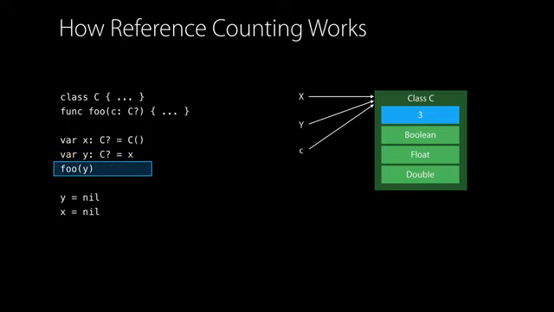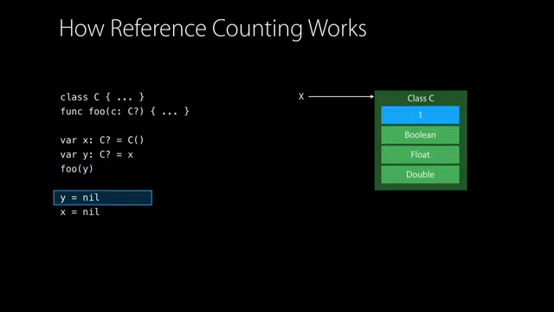Then we pass off y to foo, but we don't actually pass off y itself. Instead, we create a temporary c, which we assign y to. This then acts as a third reference to the class instance, which causes us to increment the reference count of the class instance once more. Then, when foo exits, c is destroyed, which causes us to decrement the reference count of the class instance, bringing us to a reference count of 2. And then finally, we assign nil to y and nil to x, bringing the reference count of our class instance to 0, and then it's deallocated.